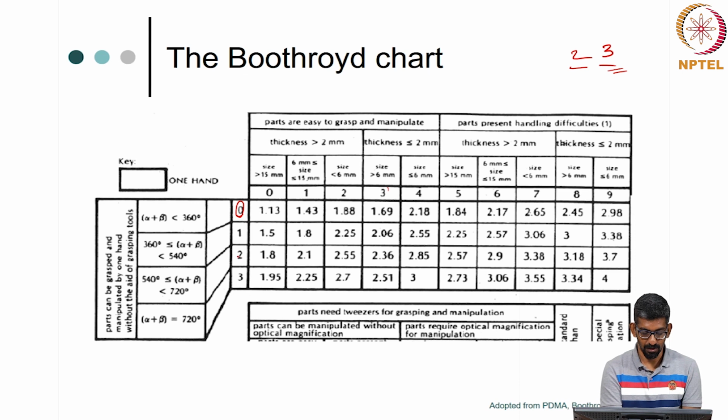So, for 23, what is the time? The entry here is 2.36 seconds. This is always a question, how do you come up with the 6, the second digit, in seconds, microseconds. So, it says for a particular part where your first digit was 2, which means this was the symmetry, and the thickness was less than 2 mm and the size was greater than 6 mm, the time required is 2.36 seconds.